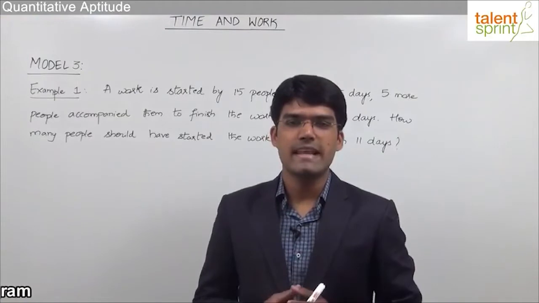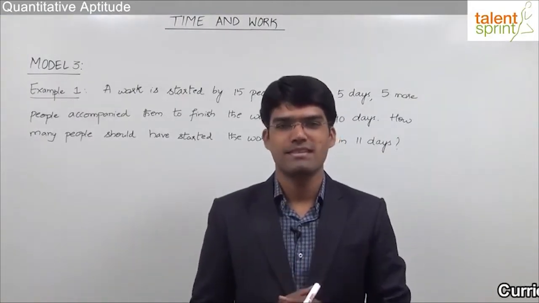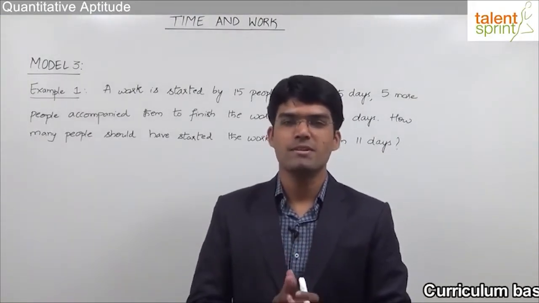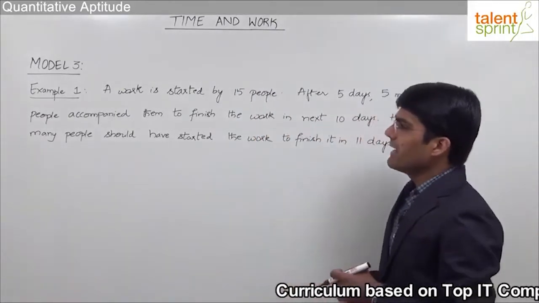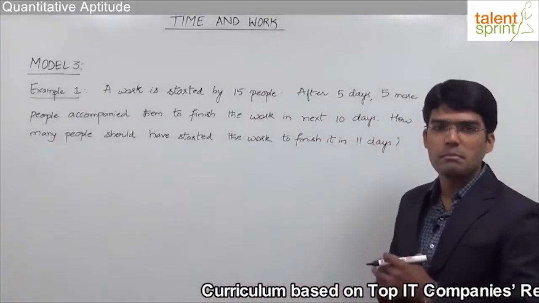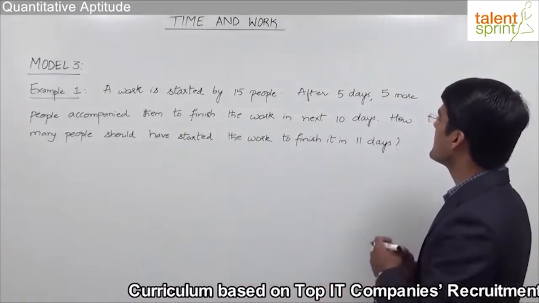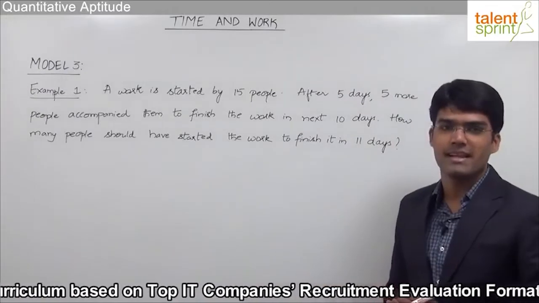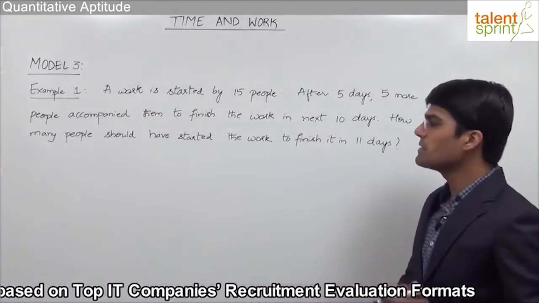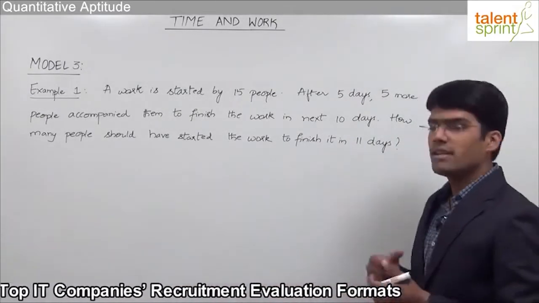Let us now take an example based on the concept that we have just discussed, that is nothing but measurement of work in terms of men into days. Now the question here is, a work is started by 15 people. After 5 days, 5 more people accompanied them to finish the work in the next 10 days. How many people should have started the work to finish it in 11 days?